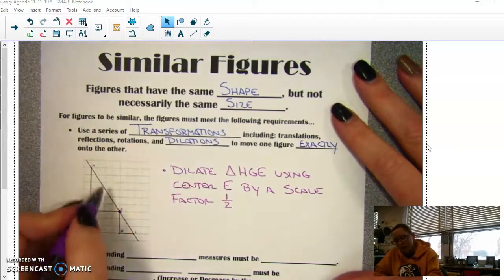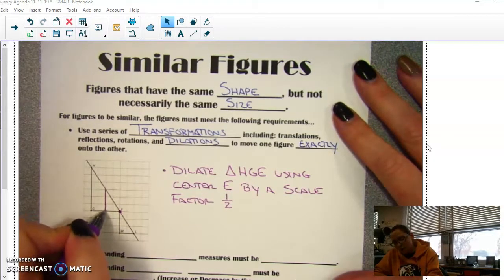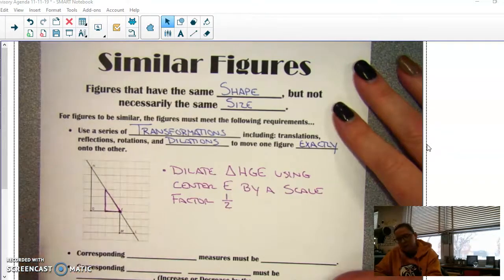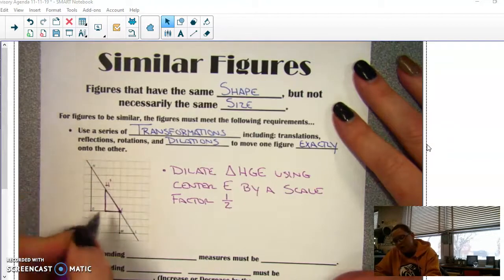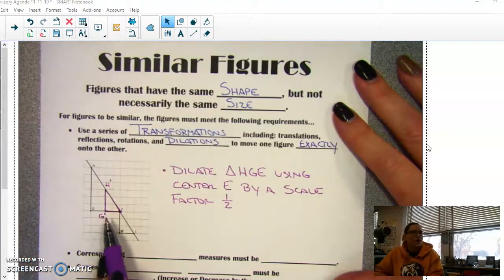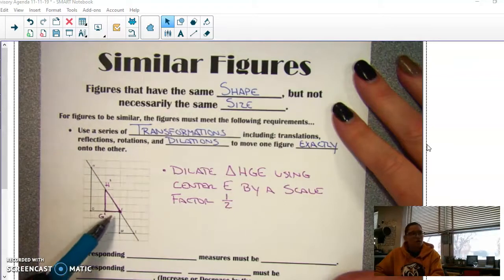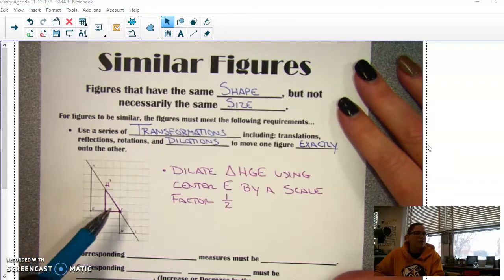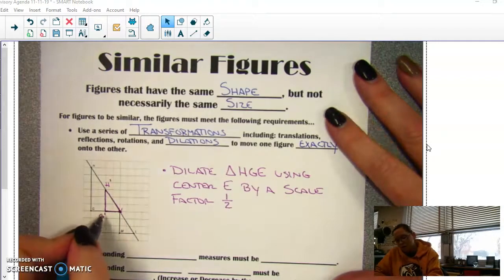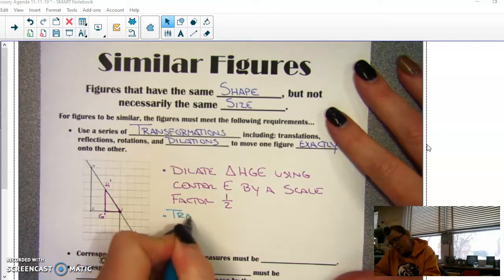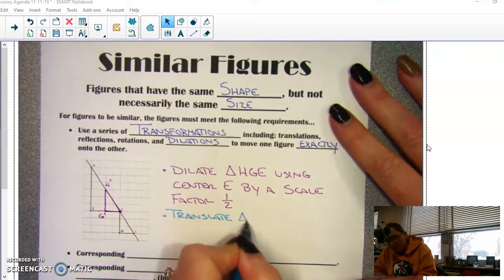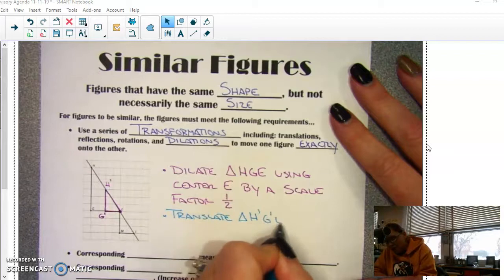Okay, so after we have now shrunk this image down in half, you can now see that it does look identical to that triangle that is below. So this would become our H prime, this would be our G prime, our new points on this new triangle. So what would I do next? My next step would be to move this triangle down to here. We don't have to rotate, we don't have to reflect it. It looks like all we have to do is translate it. So we are going to translate, which is to slide, triangle H prime, G prime, and E.